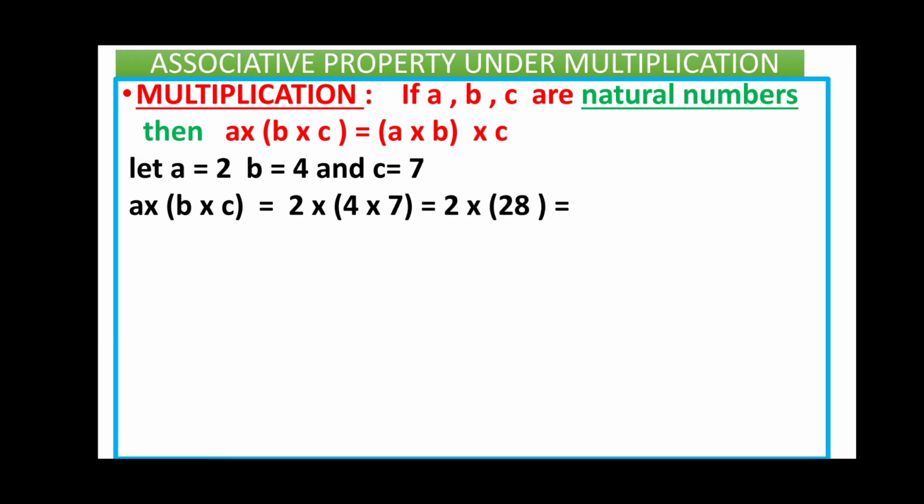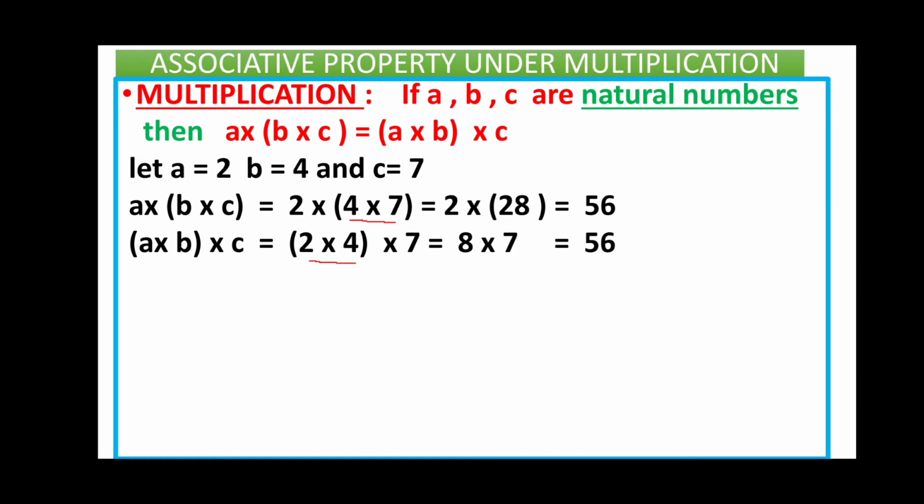Here also first we have to solve the operations which are in the bracket. So 4 sevens gives 28 and 2 28s gives 56. Now let us check for the next one, that is (A × B) × C. So (2 × 4) × 7. Here also we have to follow the brackets first. So we got 8 × 7, which is 56. If you observe, both values are the same. So (A × B) × C gets the answer as 56 and A × (B × C) gets the answer as 56. So it is satisfied.